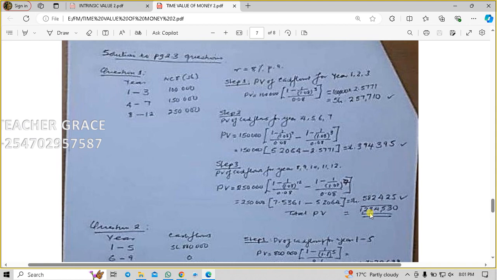Add everything, the total present value. So you're going to add step 1, 257,710, step 2, 394,395, step 3, 582,425. The total present value is 1,234,530. And if you were given the initial capital, we could have subtracted the initial capital, and then we get the net present value. That is how you do that question.